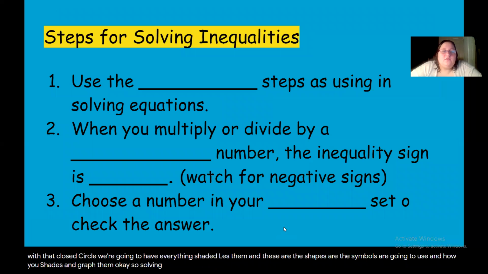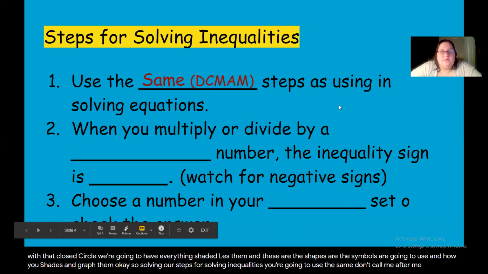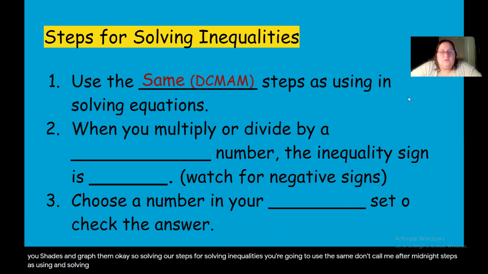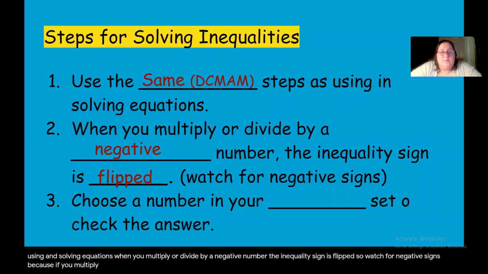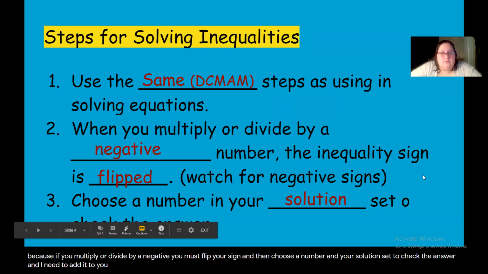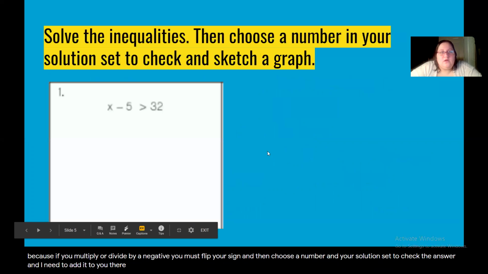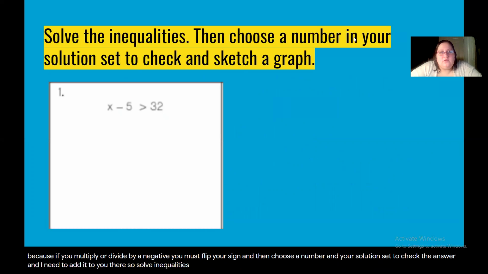Okay, so our steps for solving inequalities. You're going to use the same "Do Not Call Me After Midnight" steps as in solving equations. When you multiply or divide by a negative number, the inequality sign is flipped. So watch for negative signs, because if you multiply or divide by a negative, you must flip your sign. And then choose a number in your solution set to check the answer. And I need to add a T there. So solve the inequalities, choose a number in your solution set to check, and sketch a graph.